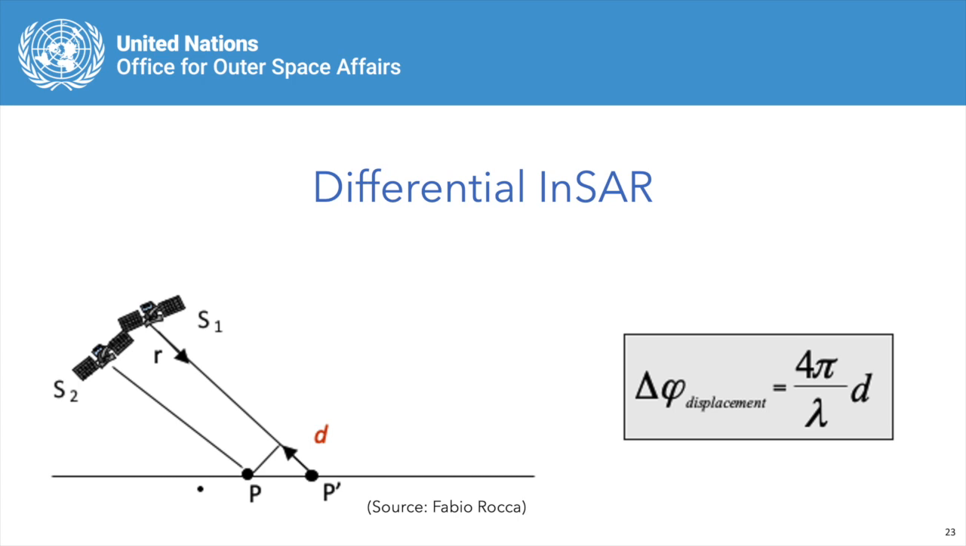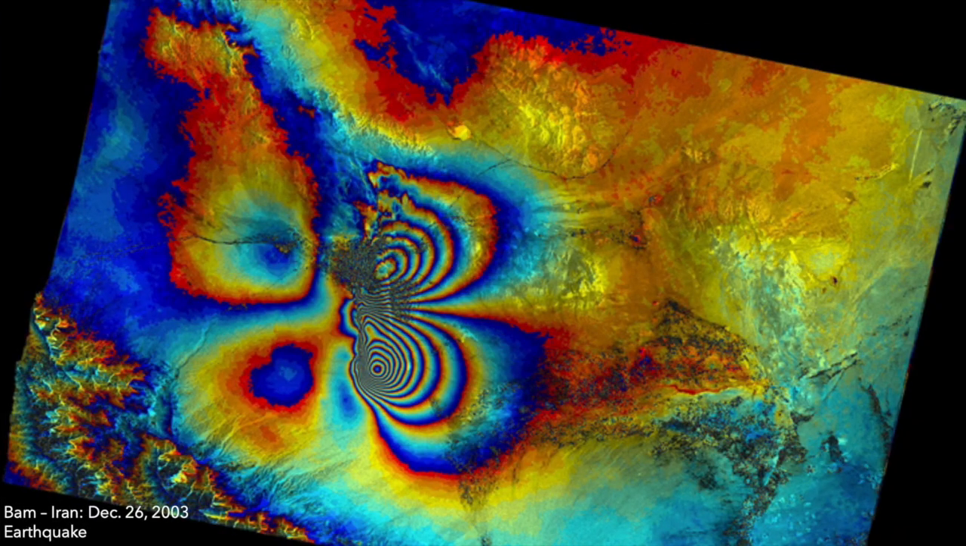Now this is a very famous example here of the Bam earthquake in Iran, one of the famous slides and images that you see quite often. We can see here the motion caused by the earthquake, and it's a very typical example and also a very typical application of InSAR, where we can see surface motion measurement in action.